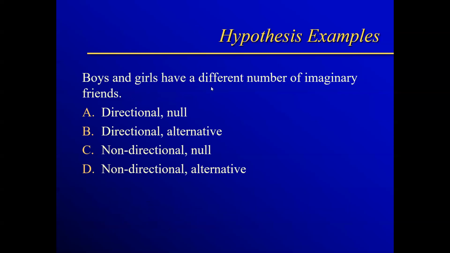All right, I think there's like one or two more. Boys and girls have a different number of imaginary friends, A, B, C, or D. Think about it. Are we saying they are different or the same? And are we making a prediction of who is greater?